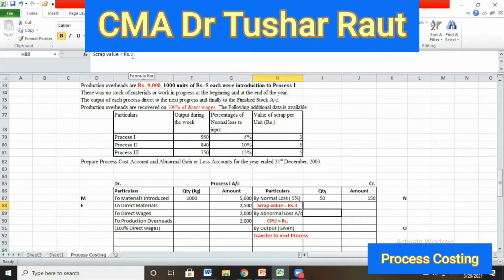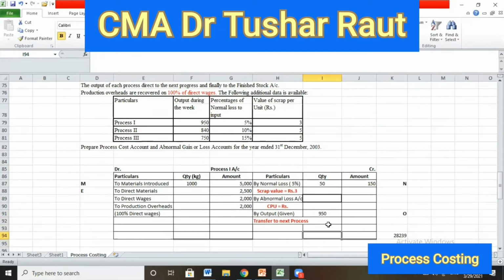Now the information of O, output, is already given, which is 950 for process 1. So whenever you write 950 here, the next step will be to tally the quantity column. Here the quantity is 1000 and here again 1000. That means there is no difference at all. So no debit balance and no credit balance. There is no abnormal loss, so we should not go for it.